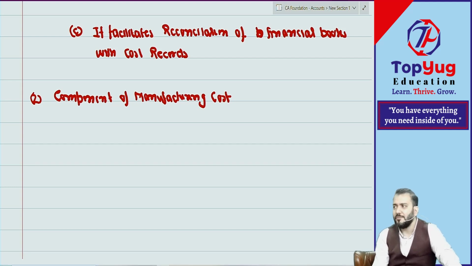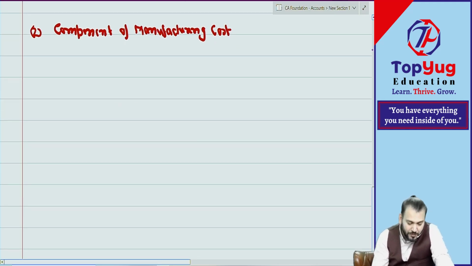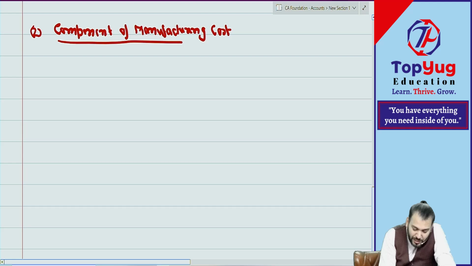My question is, what is the nature of trading account? Real, nominal or personal? Nominal account. So what will be the nature of manufacturing account? Real, nominal or personal? It will be nominal only. So trading, P&L and manufacturing are all nominal accounts, because we record income and expense. Very good. So what are the components of manufacturing cost?